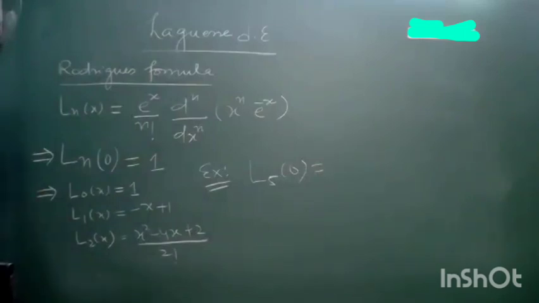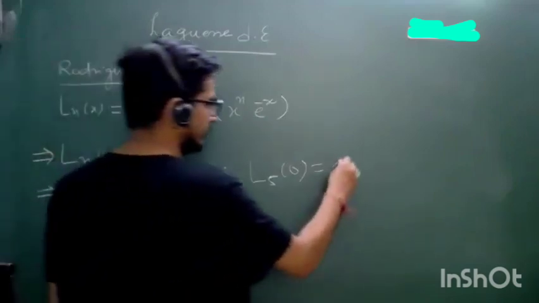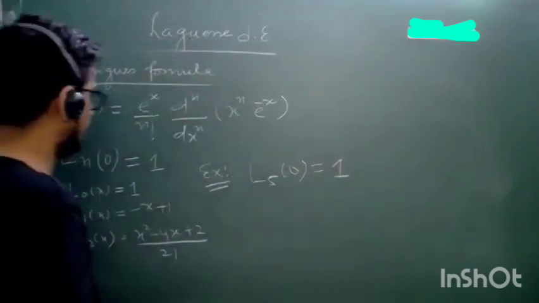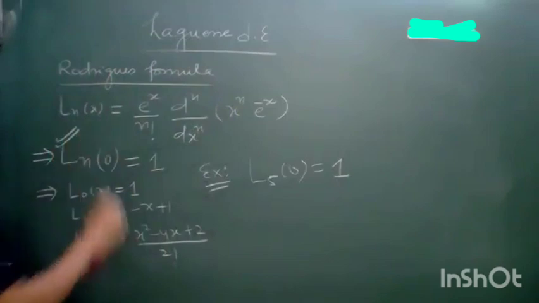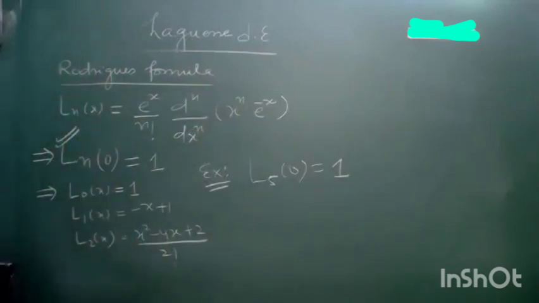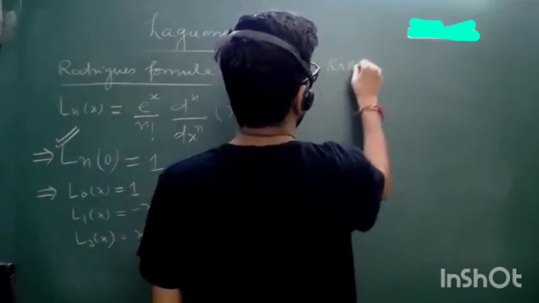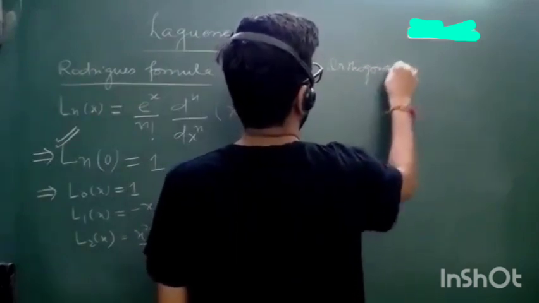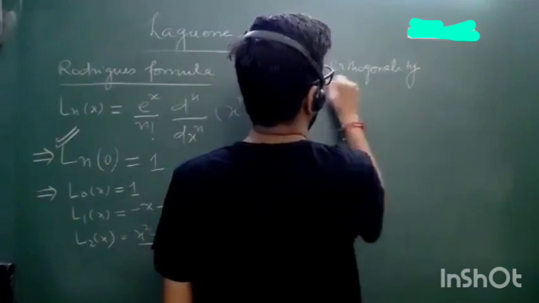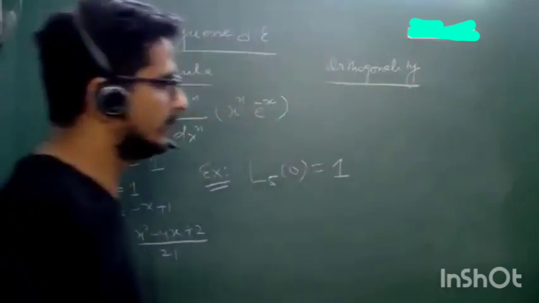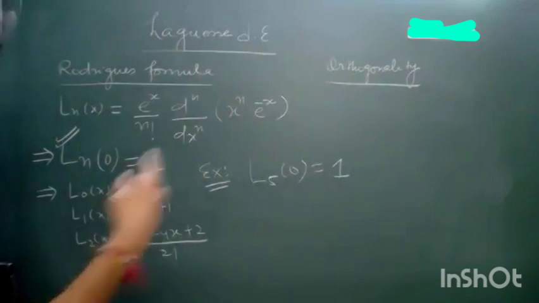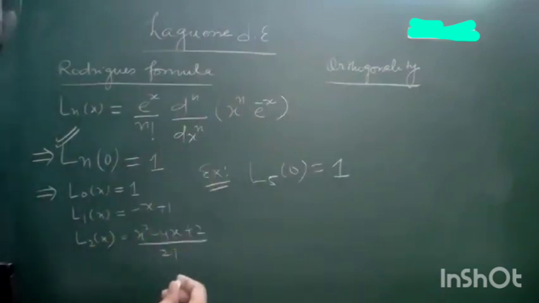What will be that? 1. So this is a previous year question. If you know this property, this is a very simple property of Laguerre polynomial, you can do it. And one important result regarding the orthogonality of such polynomials. Orthogonality means two types of functions will be involved. First one will be Lm and second one will be Ln.